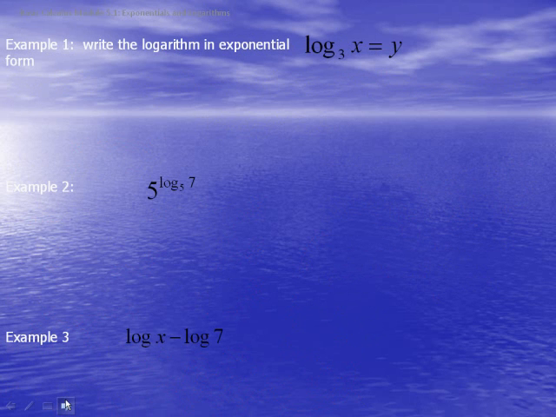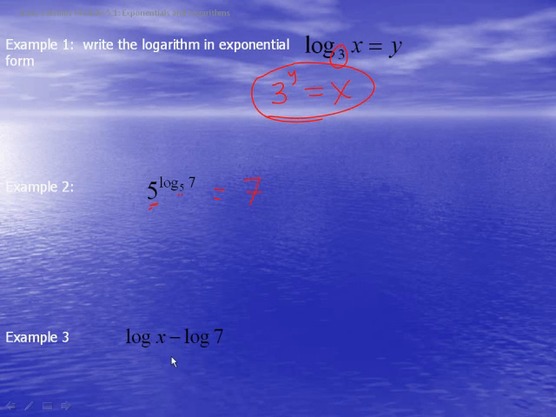Okay, example 1, we're going to write the logarithm in exponential form using the first rule or the definition. And we can rewrite this as the base 3 to the y is equal to x. And we now have written it in exponential form. So notice that logarithms transition very easily into exponentials. Okay. In example 2, notice we have a base of 5, a log base 5, and anytime we have the same bases, then this would just simply be equal to 7.